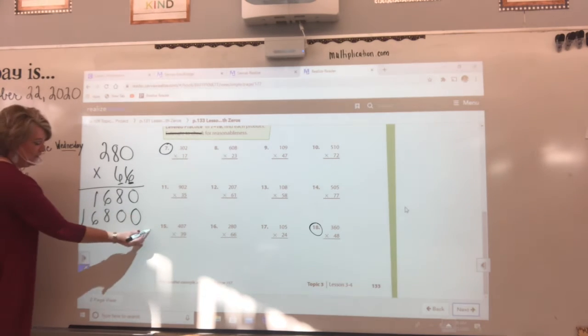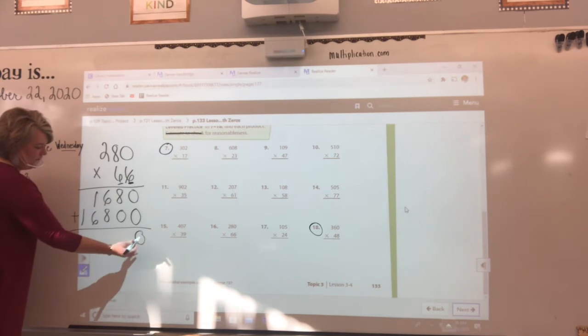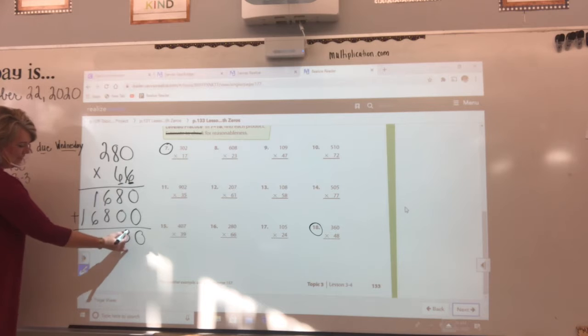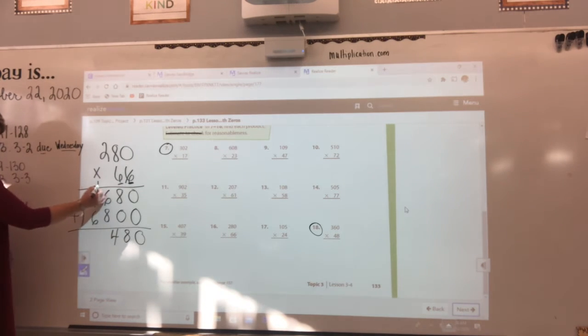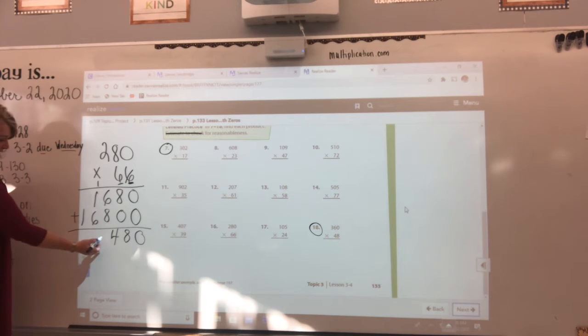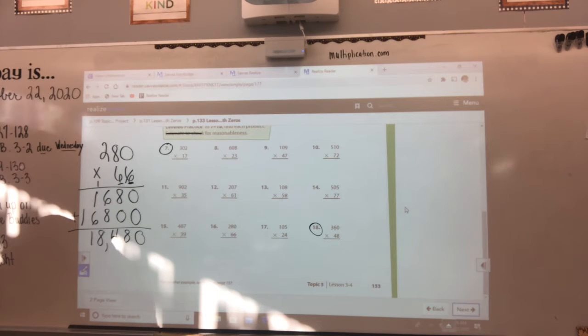Everybody got it? Okay, let's add. 0 and 0. 0. 8 and 0 is 8. What's 6 and 8? 14. Carry a 1. 6 and 2 more is 8. And 1 and nothing is 1. That was what number, Xander? 16. 280 times 66.